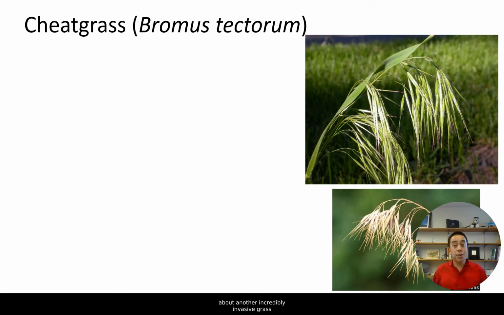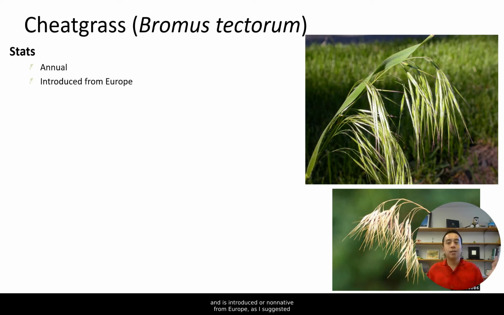So next we're going to talk about another incredibly invasive grass that functions very similarly to Medusa head, as Chris Bartow mentioned, where it rapidly invades, transforms ecosystems, and changes the fire cycle, which again causes increased fire frequency, higher fire intensity, and then a positive feedback loop that eventually leads to massive invasion by cheatgrass and displacement of a lot of native vegetation and a reduction of wildlife habitat. So cheatgrass, in terms of its stats, is an annual plant and is introduced or non-native from Europe, as I suggested when I said it was invasive.